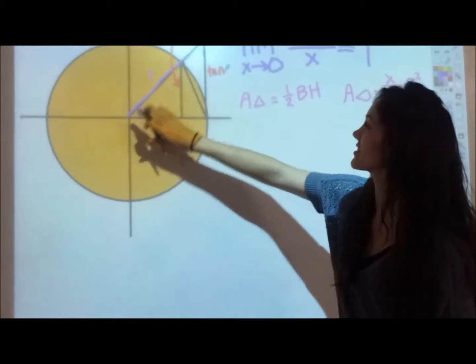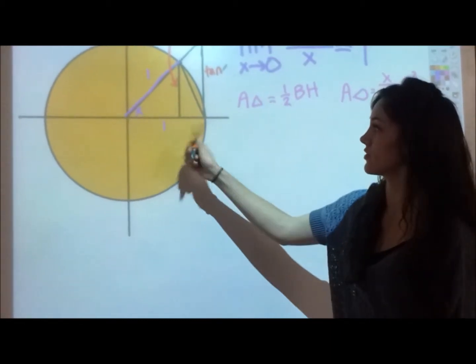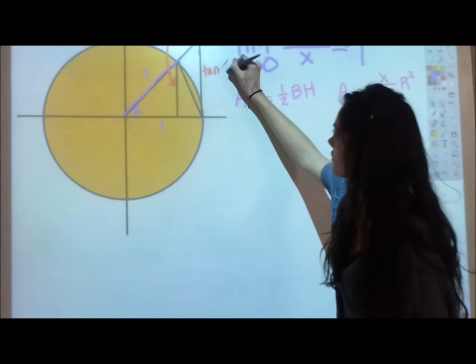So we know that from here to here is tan x, because tan x is opposite over adjacent, and we know that the adjacent is 1, so it's just the opposite, so we know that this is tan x.